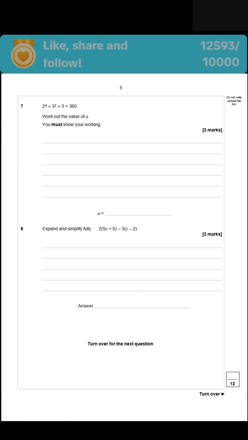Is there a prediction of topics? The prediction is on my website as well. So if you go on to the website, there's a massive banner that says Summer 2025. Click on there. You've got my predicted papers on there along with written solutions.